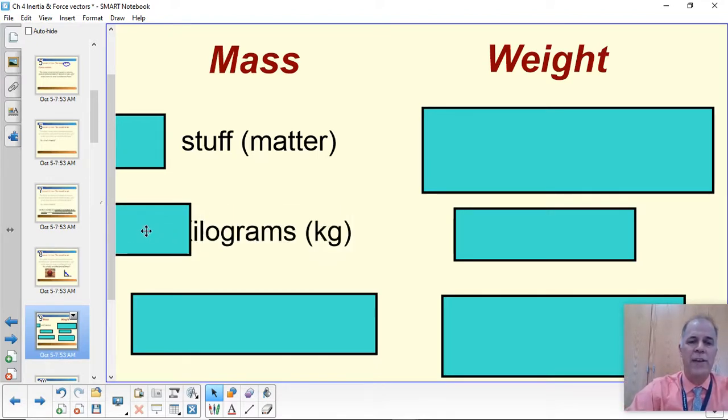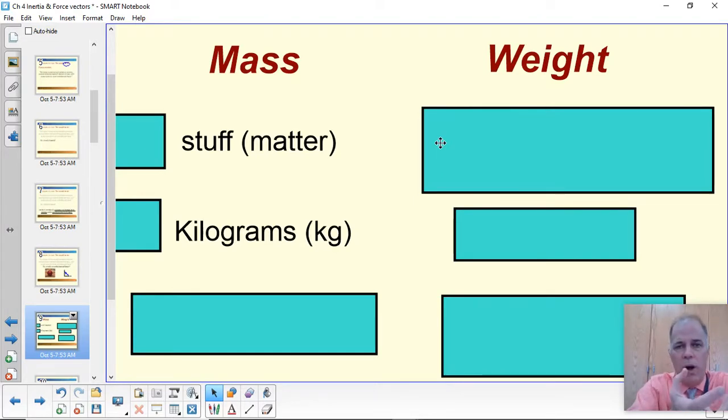Now, the units of mass are kilograms. There's a little bit more on mass, but we'll get back to it. Now we want to talk about weight. So if I pick up the bowling ball, it'll make my arm tired. If I just try to hold it at arm's length, it's going to be very difficult to do, and my muscles are going to get tired. Eventually, I'm going to have to drop the thing.